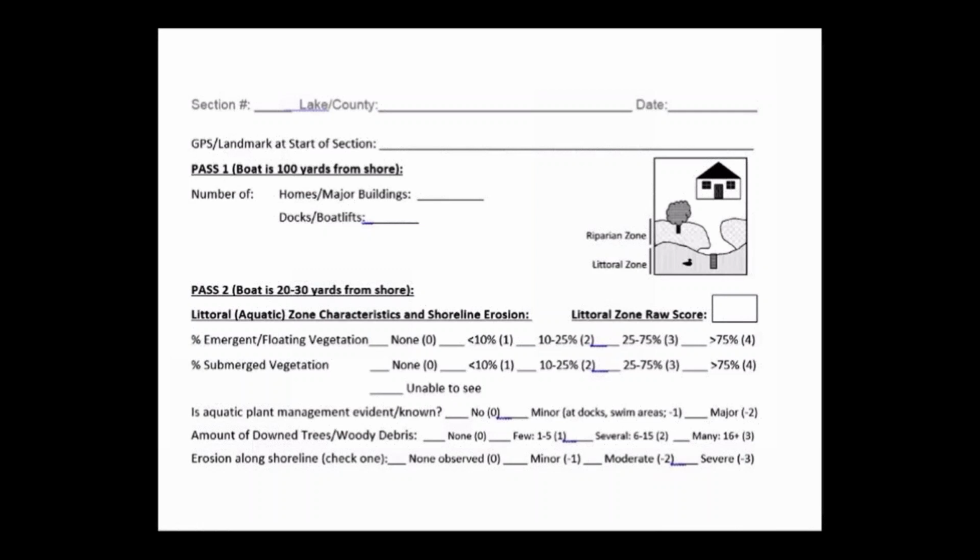Your last observation during this second pass, close to shore, is to estimate how much erosion you observe along this 1,000-foot section. None, minor, moderate, or severe. We recognize this is a judgment call on your part, but that's what we're looking for, your team's opinion about the extent of erosion in this section.